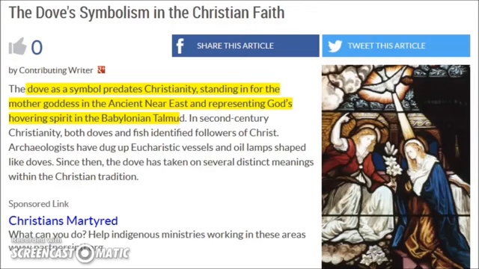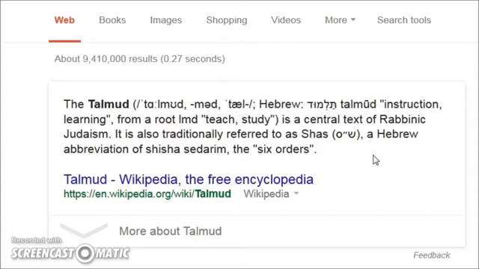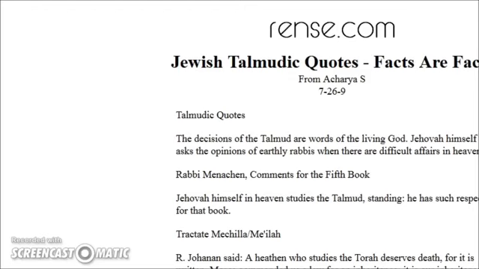It is the instruction, learning, from a root to teach or study. It is a central text of rabbinic Judaism. It is also traditionally referred to as Shas, a Hebrew abbreviation of Shisha Sedarim, the six orders. I'm sure I mispronounced that. And here we go over to the Talmud, some quotes from the Talmud, which I think you'll find fairly interesting.